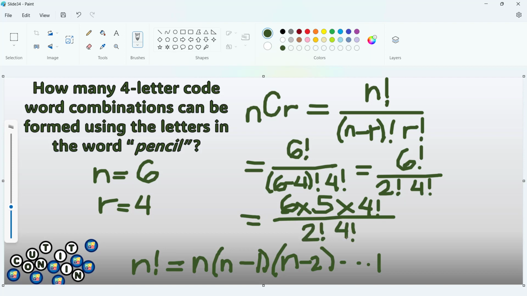Why did I end with 4 factorial in our numerator? That is for me to cancel the 4 factorial in the denominator. But nevertheless, if you would like to extend this to 4 times 3 times 2 times 1, this is also what will happen to the 4 factorial here. So that's just as easy as it is. Now, 2 factorial is just simply 2. Okay? So you could have the result of your numerator here: 6 times 5, you will have 30, divided by 2. You will get a result of 15 combinations. So there are only 15 four-letter word combinations from the 6 letters of pencil.